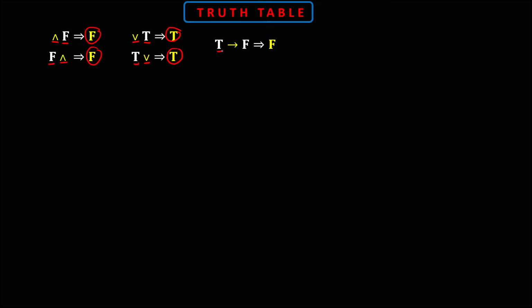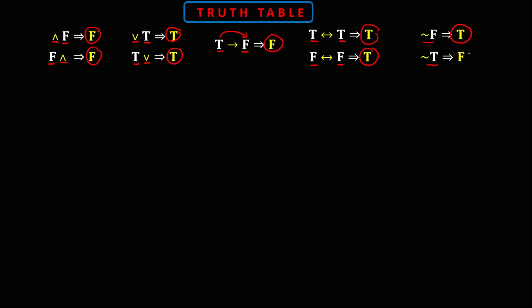For implication or conditional, if true arrow to false, then the truth value is false. For biconditional, if the truth values are the same, then the truth value is true. And for negation, the negation of false is true, and the negation of true is false.